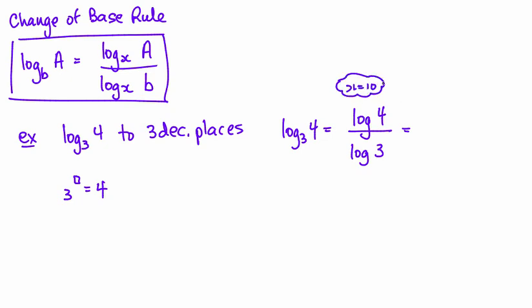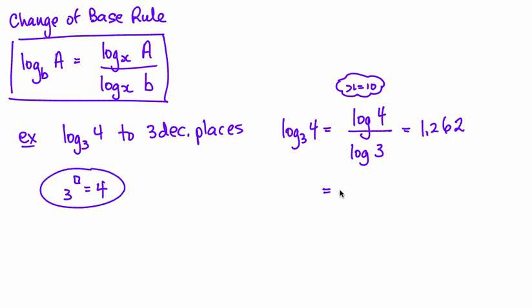The x is equal to 10 in both of these cases. I can just calculate this on my calculator. So log base 4 divided by log base 3 and get 1.262 to 3 decimal places. That's a whole lot faster than trying to guess and check this equation over here.